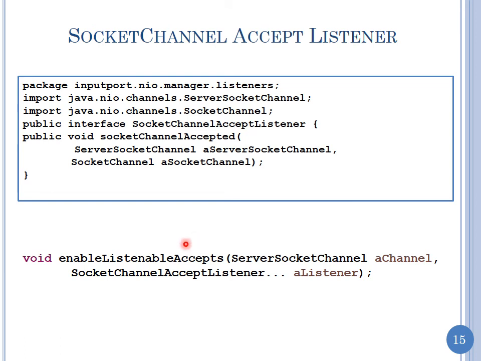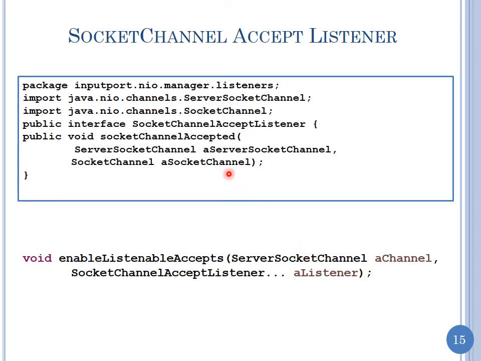So this is our registration method for accepts. We don't have a single registration method for all events. The command and the interest op is buried in this particular name, enable listenable accepts. So we are binding this channel to the accept interest op here essentially, and we give the listener here. And what does the listener get? It gets back the channel we registered, so that we know which channel this callback is associated with.